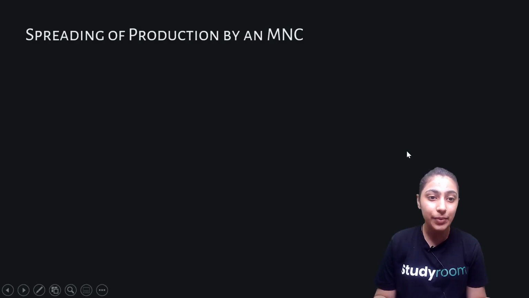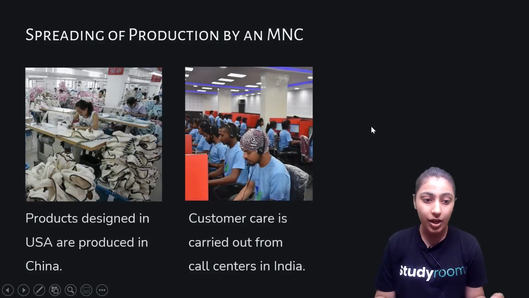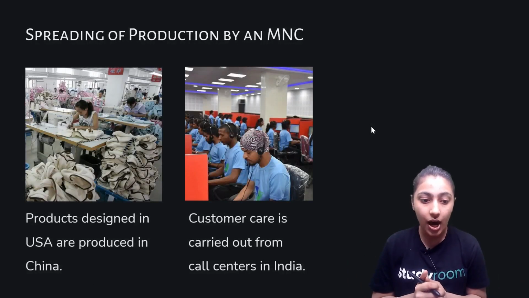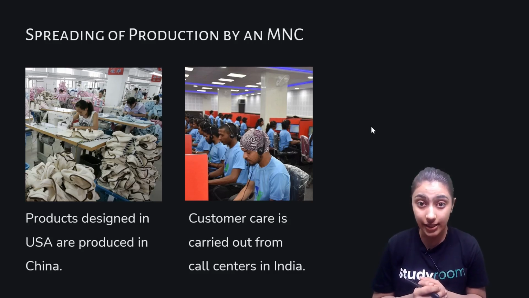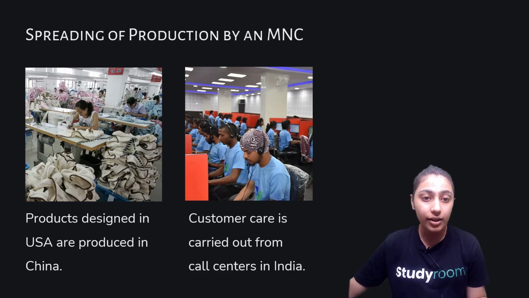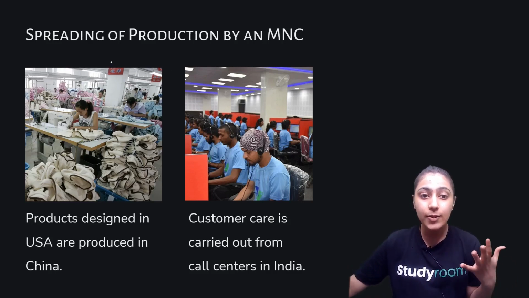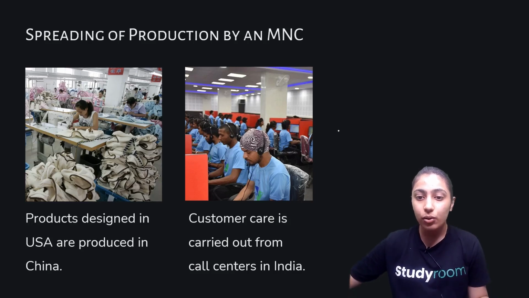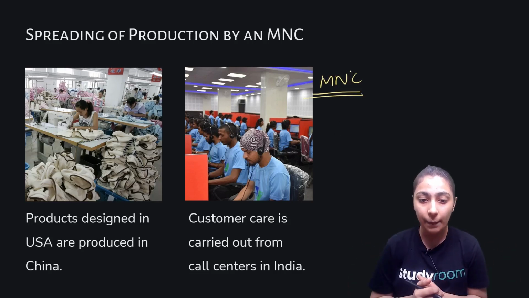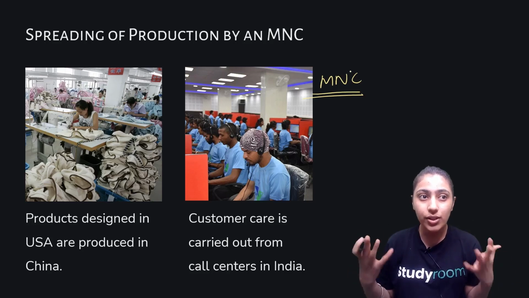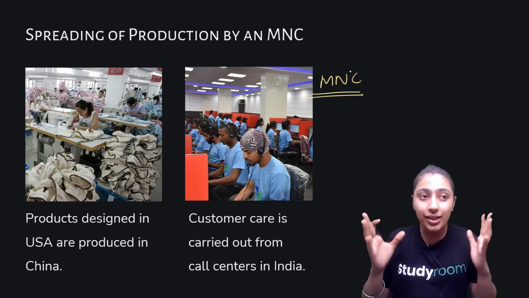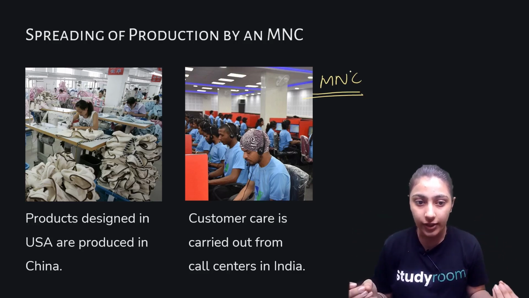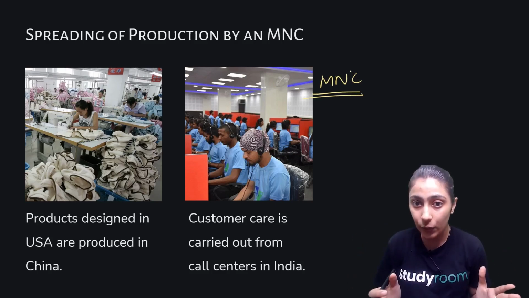Moving forward, spreading of production by an MNC. Products designed in USA are produced in China. Customer care is carried out from call centers in India. Here you have been provided with some examples that denote spreading of production by MNCs. Though the point is not written here, when MNCs came to India, it affected a lot of things, not just in India. Slowly and steadily, multinational companies affected a lot of things. So, in this chapter, this is the main thing that we are going to study.